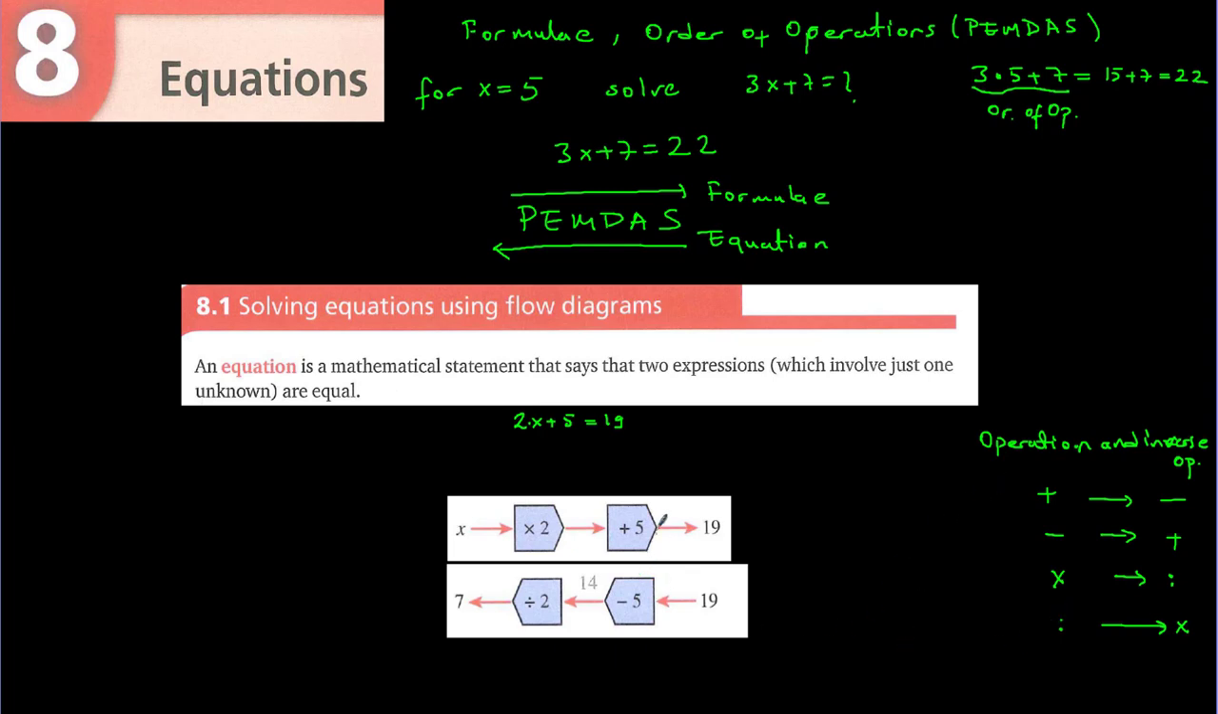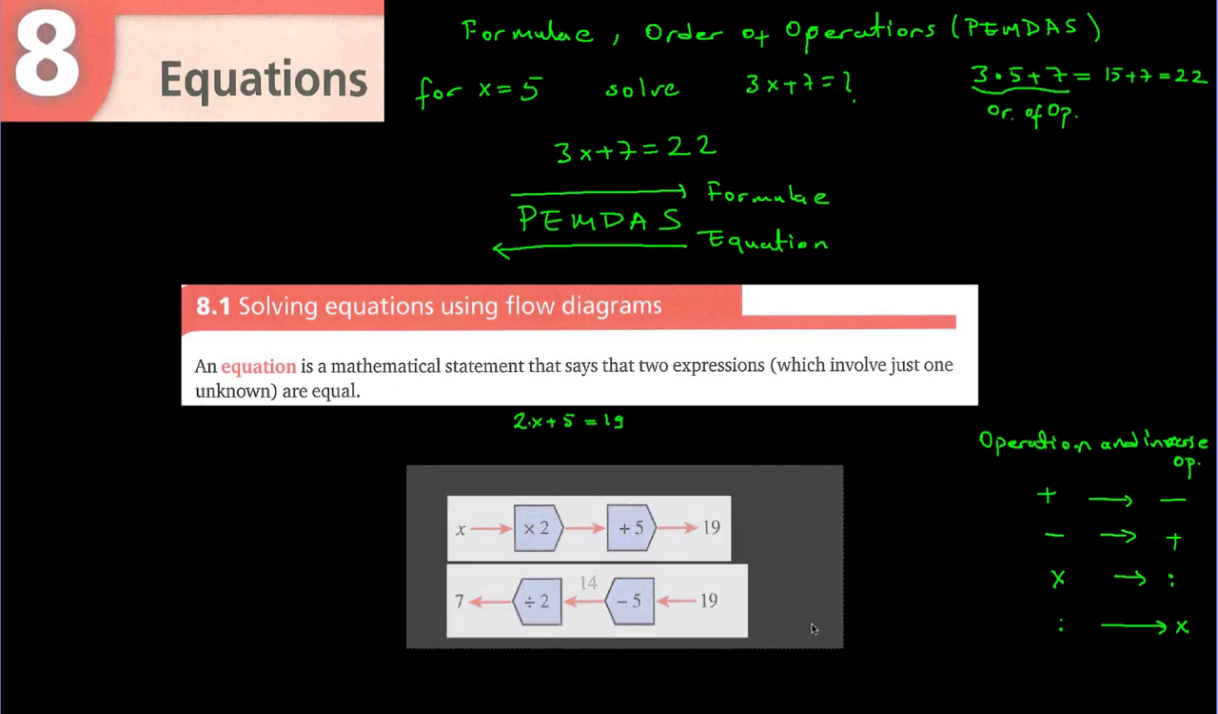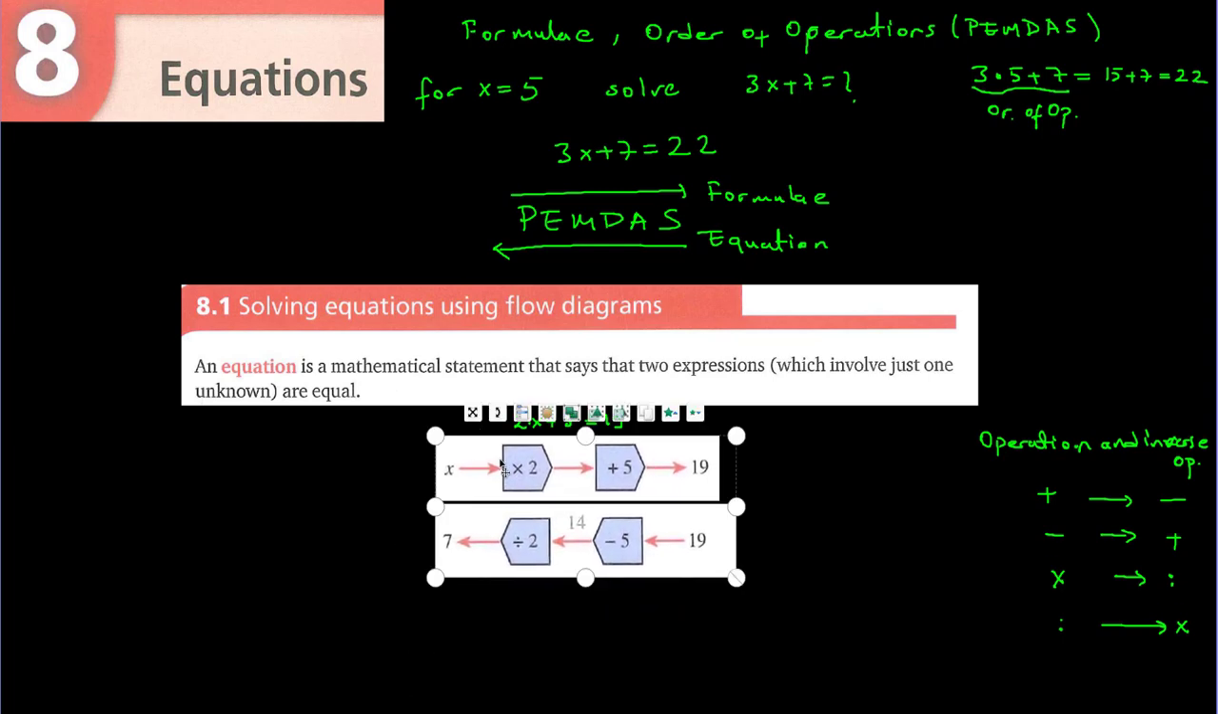Okay, now all the operations we are going to roll back. Firstly, we were multiplying by 2 and we were adding 5, and the result is 19. So we are starting from 19, and the first operation should be minus 5. 19 minus 5 is equal to 14, then 14 divided by 2 is going to be equal to 7 here, and this is the way to solve by using the flow diagrams.